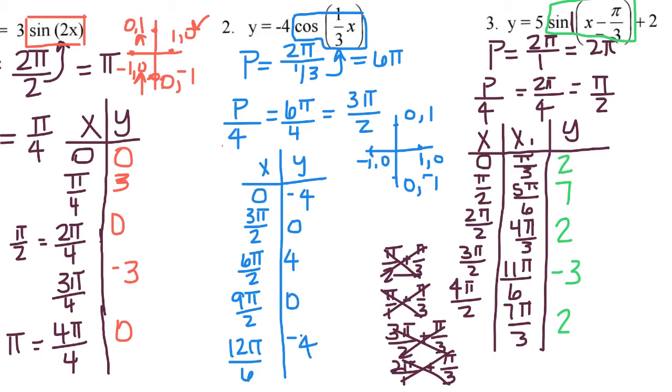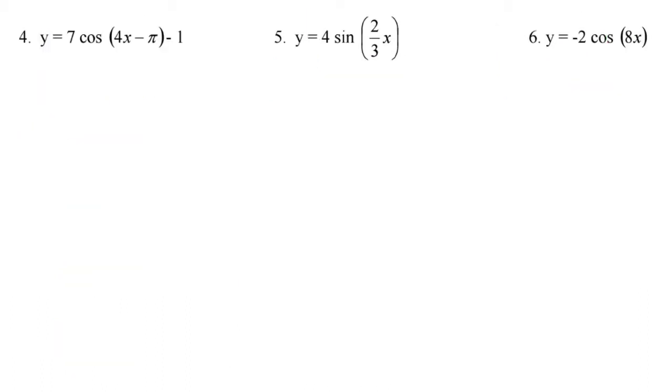Okay, moving on. Okay, so moving on to the next set of problems. Okay, for these problems, we had to rewrite this, so we have 7 cosine. We do need to factor out the 4x minus pi over 4, and then minus 1. You won't have to remember to factor that out on the test. It should already be in that form.